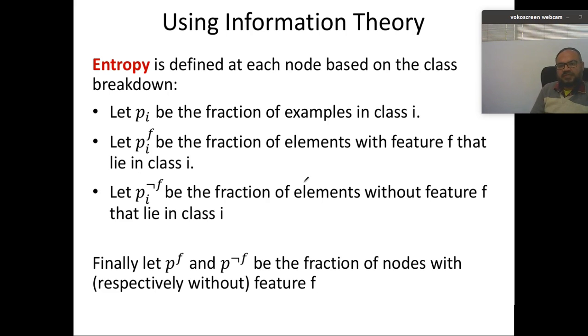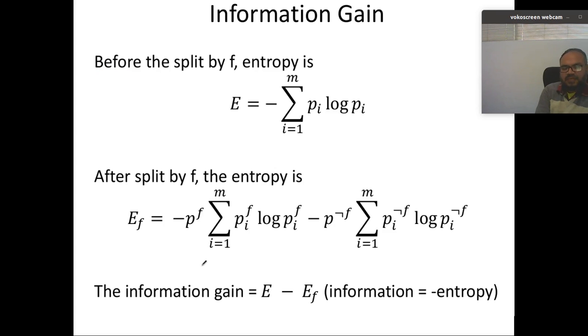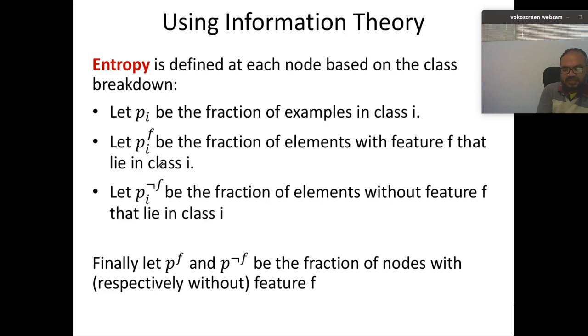So mathematically we can use entropy for that to choose the best feature for the split. Entropy is defined at each node based on the class breakdown. Let's say we have pi, which is the fraction of examples in the class i, and pif is the fraction of elements with feature f that lie in the class i. Then pi not f are the fraction of elements without feature f that lie in class i. And finally we have pf and p not f, the fraction of nodes with and without the feature f, irrespective of the classes. We can use these fractions to calculate entropy.